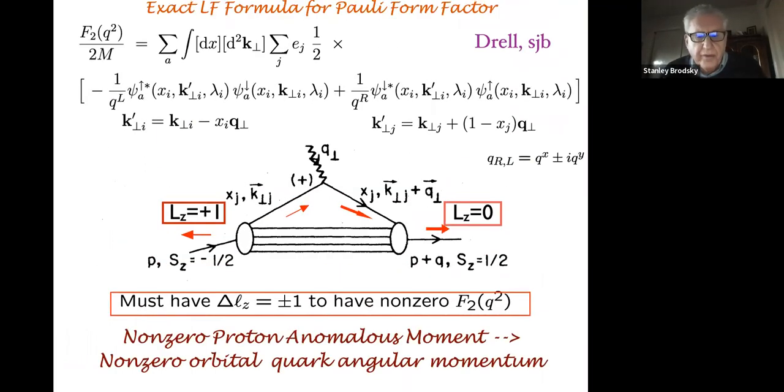Now, if you do the Pauli form factor, then you need to consider the change where the spin of the proton goes from -1/2 to +1/2. You also need orbital momentum in the wave function in order for this to work, because you preserve Jz. And then you get, again, overlaps of light front wave functions with these arguments. So you have to have orbital momentum in the proton light front wave function in order to have a non-zero Pauli form factor and a non-zero proton anomalous moment. So just the existence of the anomalous moment tells you that you have non-zero quark orbital momentum.